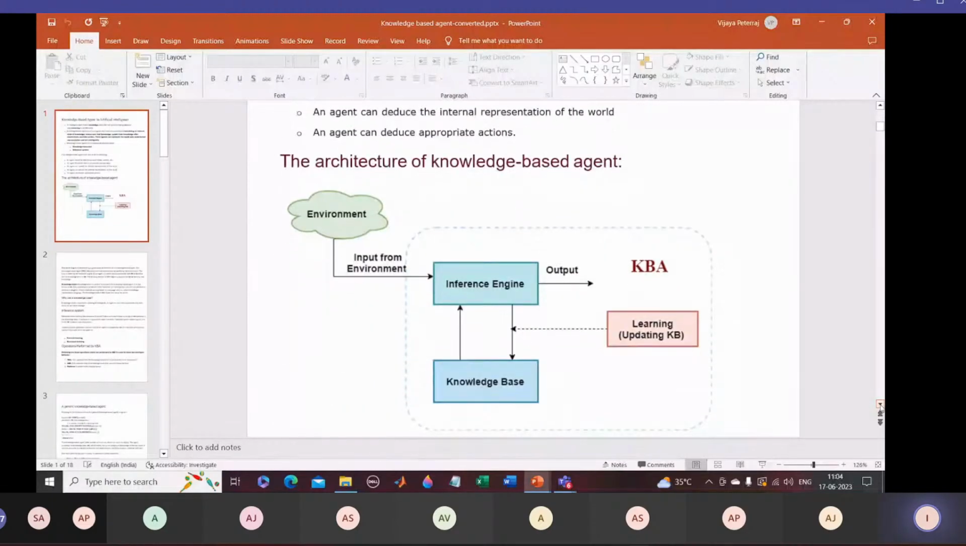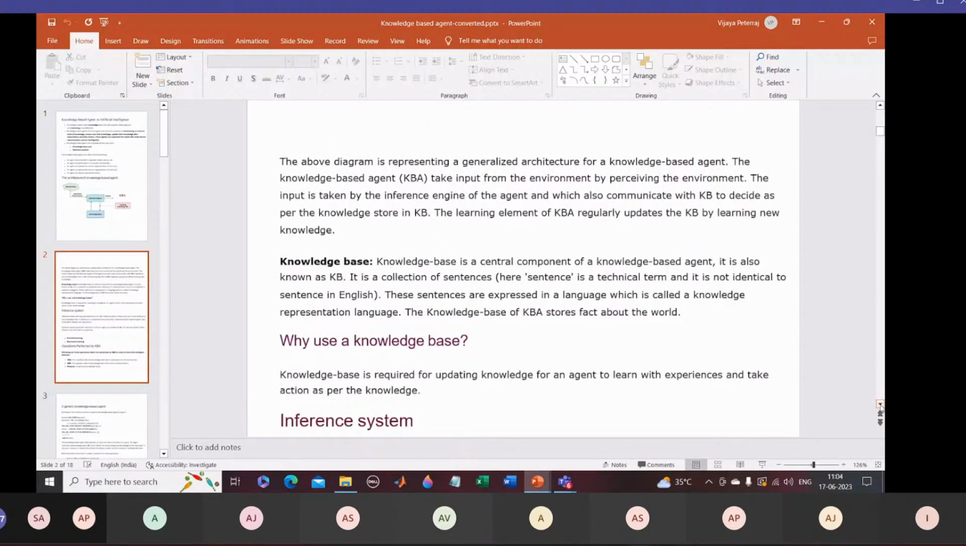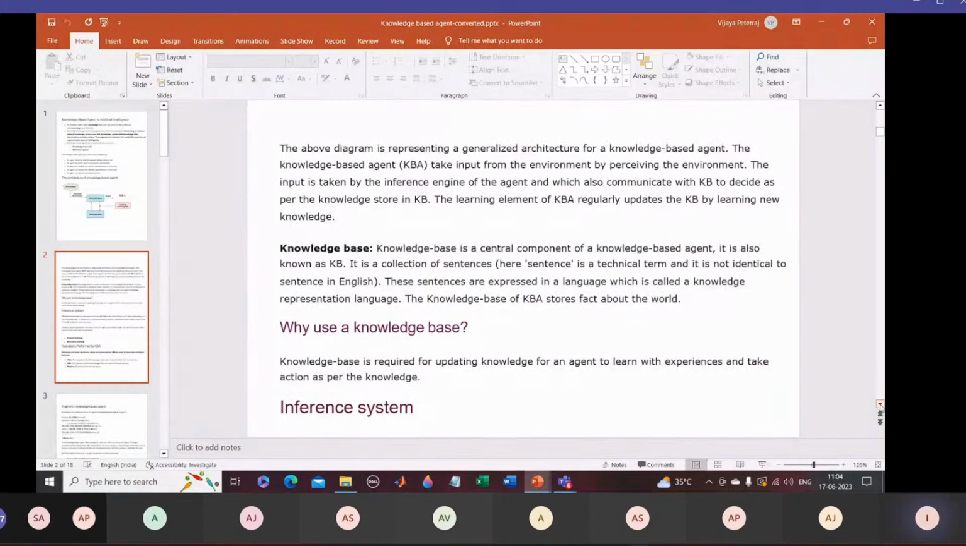So the environment gives the input. We have the inference engine. So you have to consider this, what is the learning? Okay, you have to update all your knowledge base. Okay, and the inference engine will consider all this, and then it will give the output. This is the architecture of the knowledge-based agent. So this is the generalized architecture. And the KBA will take the input from the environment by perceiving the environment, and the input is taken by the inference engine of the agent.